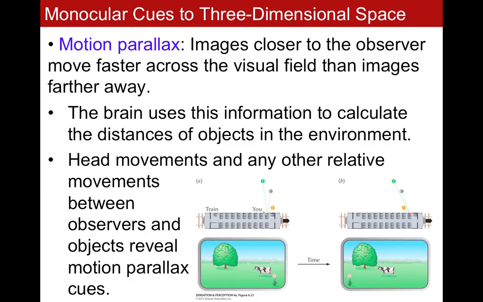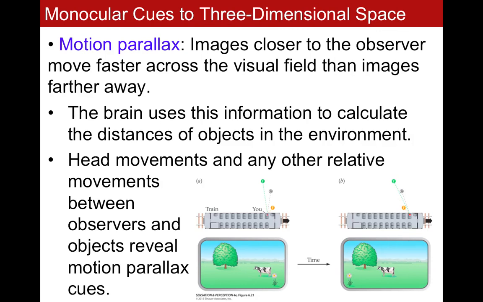Motion parallax is when you're moving and images that are closer to you move faster across your visual field than stuff that's further away. So the brain, you know that you're moving, and the brain uses all this information to calculate distances in stuff that's in your environment that you're seeing.